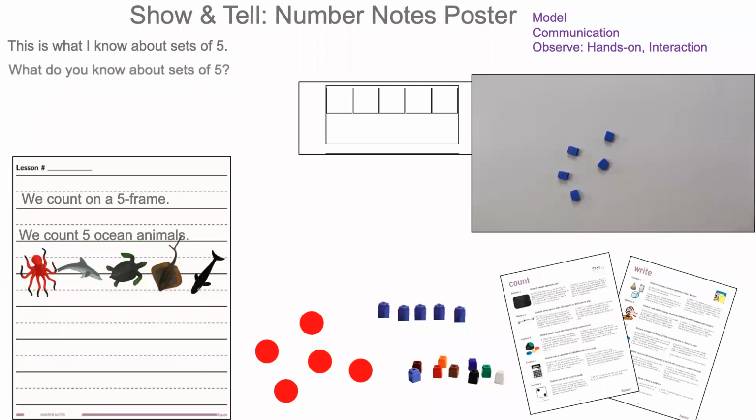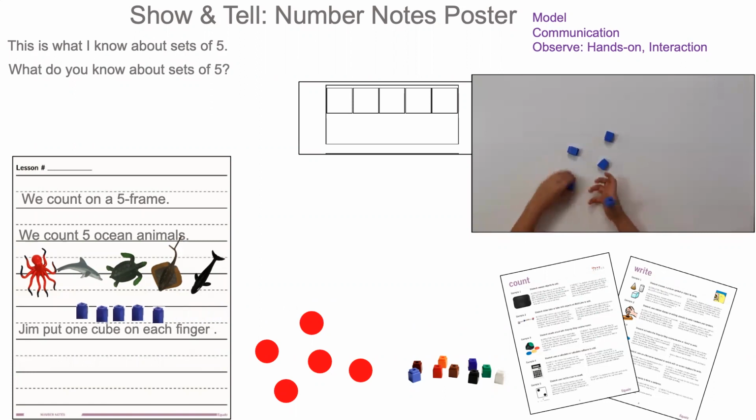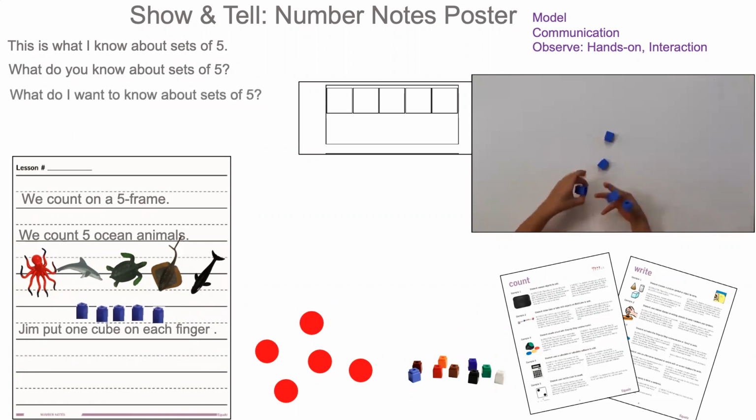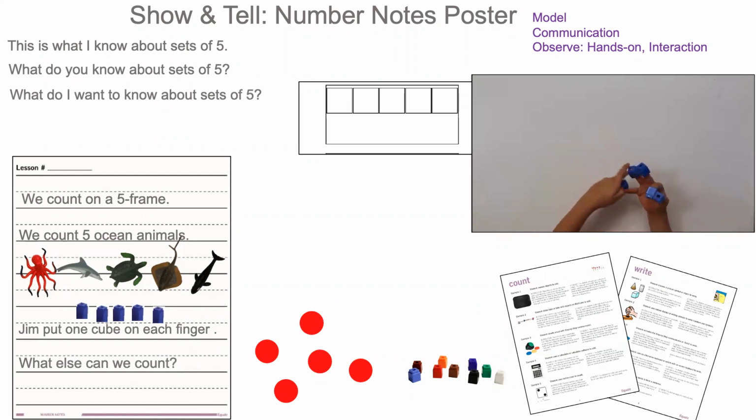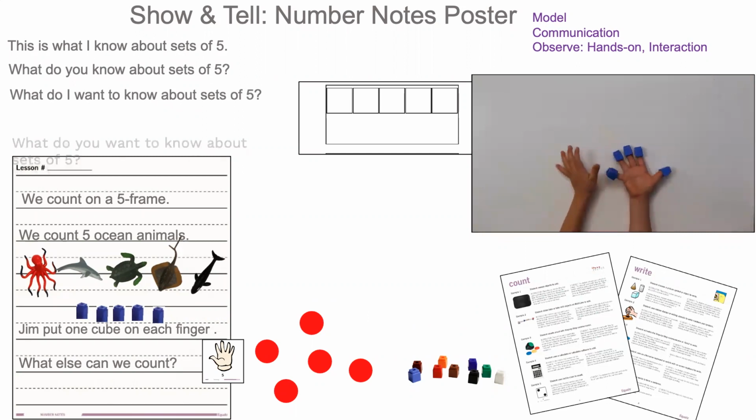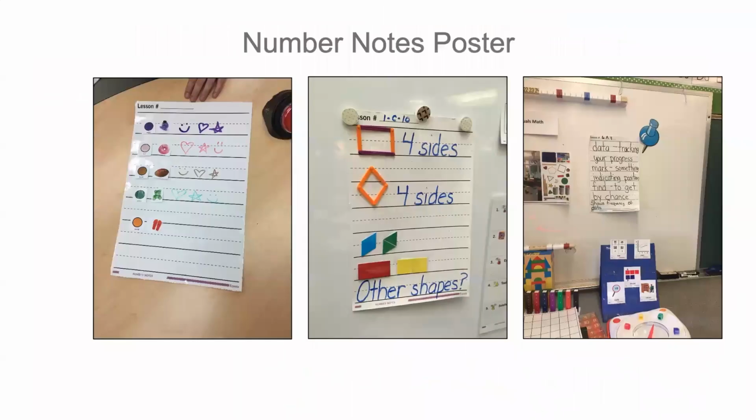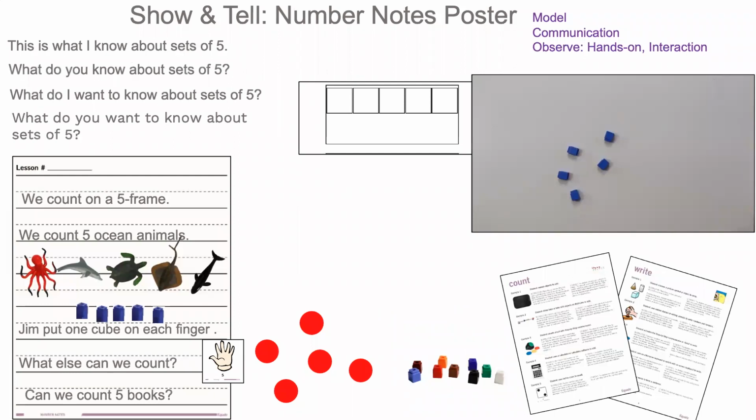The third question is, what do you want to know about the lesson objective? This is a little bit harder to answer for students, so you might need to model this quite a bit or scaffold as much as possible, but you might say, well, I want to know, what else can we count? Can we count 5 books? And maybe look at 5 books in our library that we can count. All of this is setting students up to really stop and think about the lesson objective and what they're learning, as well as the materials that they're using that can support them in demonstrating and communicating what they know.